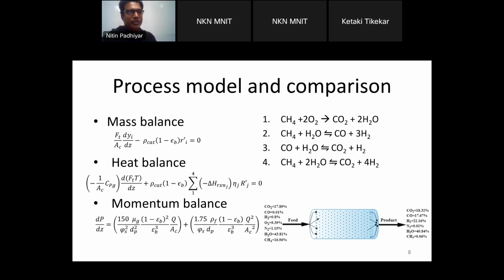Even though you're not a chemical engineer, you may appreciate that this is something we can write mathematically. And this is not rocket science. This is very simple. We learn it in third and fourth year chemical engineering.